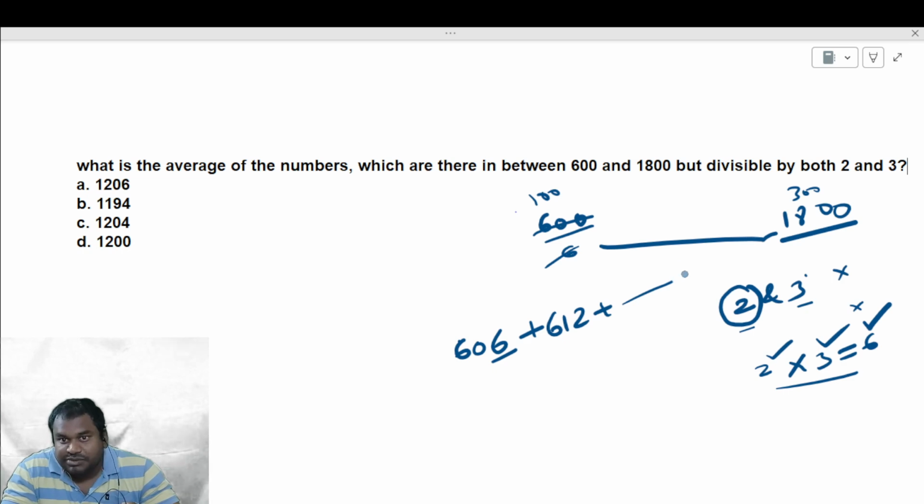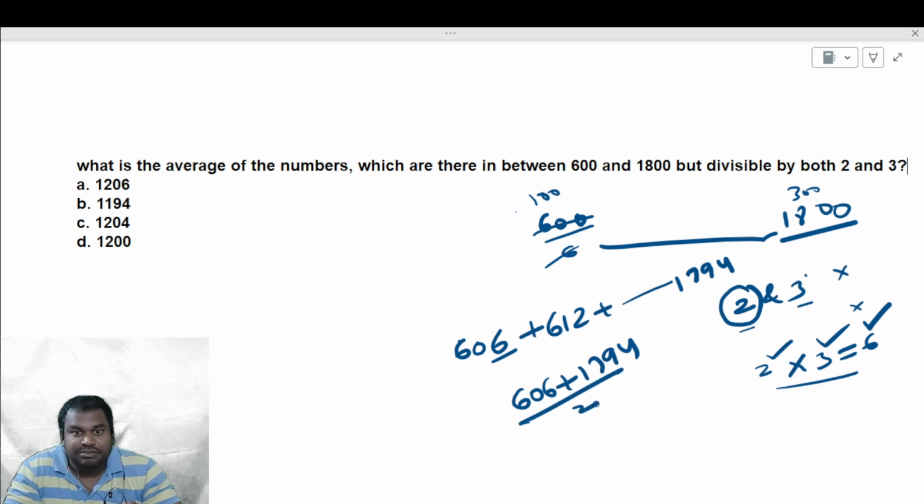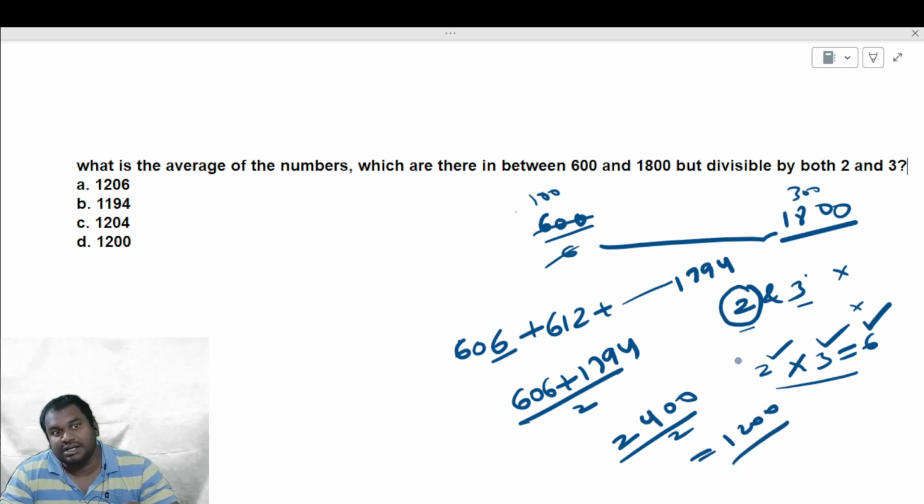What is the immediate number which is before 1800? Just subtract 6 from it: 1794. The first number is 606. The last number is 1794, divided by 2. So 2400 divided by 2, it is nothing but 1200 is the answer. 1200 is the answer. This is option D.